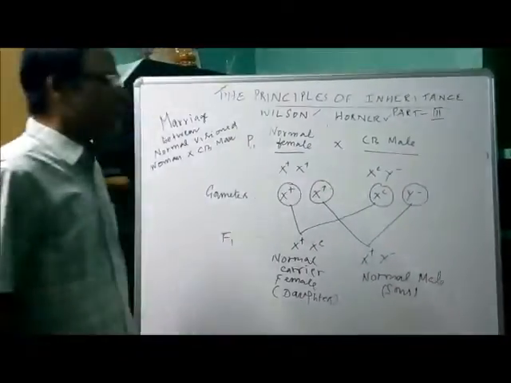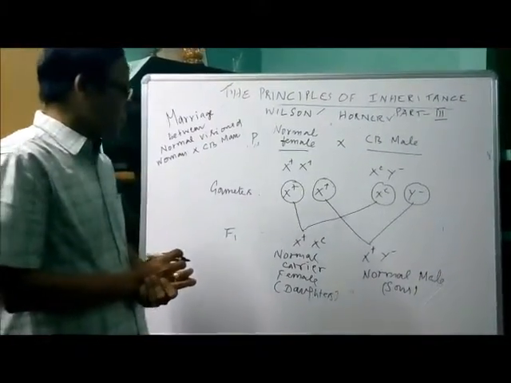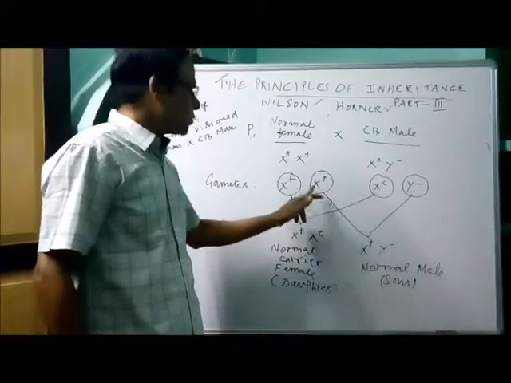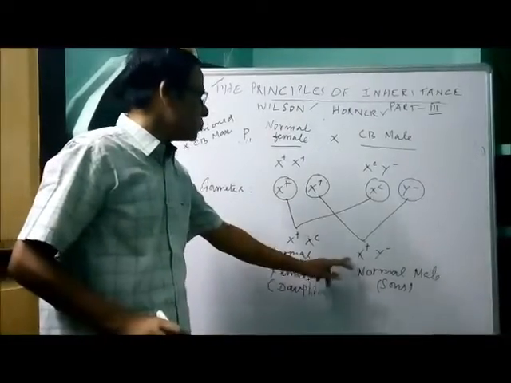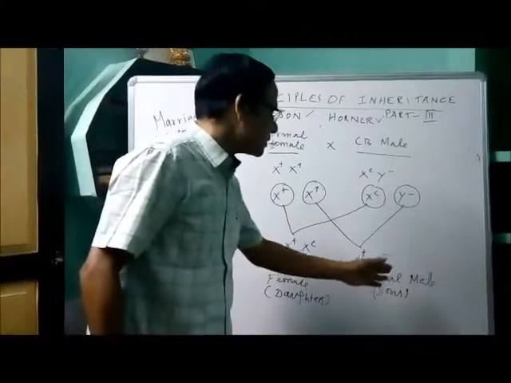As the character is transmitted in a zigzag manner, the male receives, as I mentioned already, the X chromosome only from the female. So he received the dominant allele. So all the sons are normal.